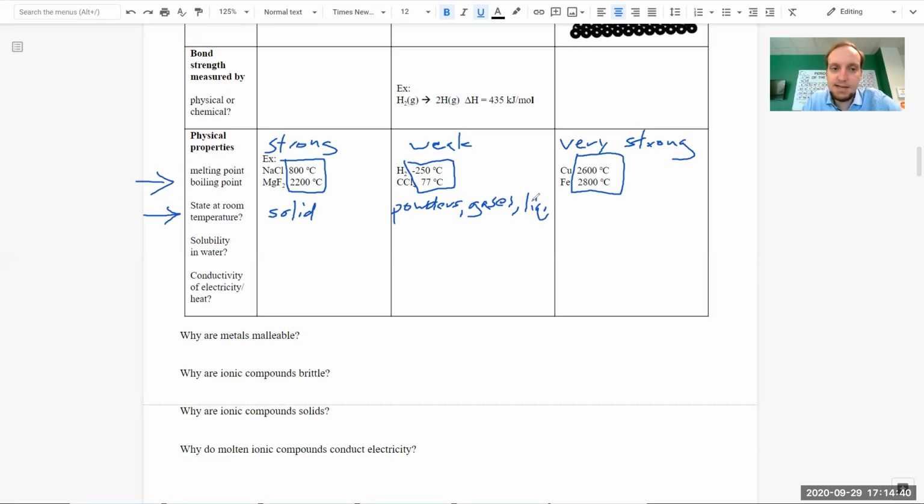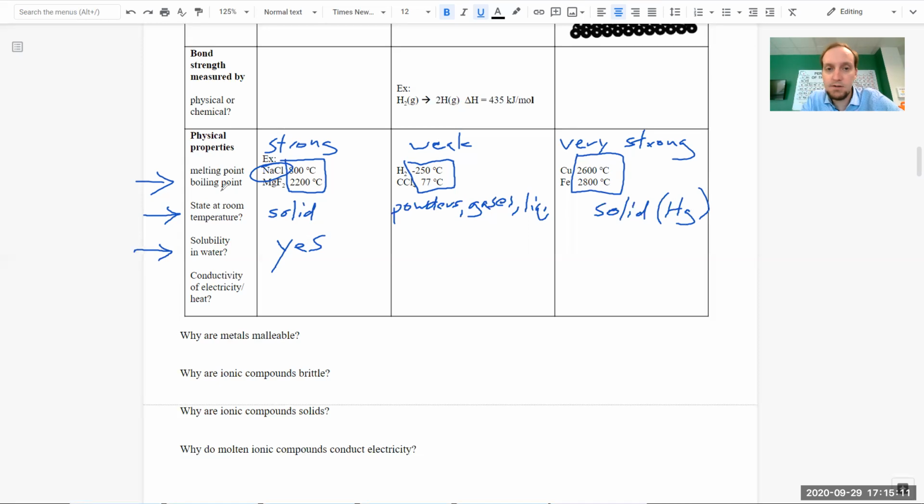And state at room temperature for a metal, well, obviously it's a solid. Except there's one exception, of course, which is mercury, which is a liquid at room temperature. Other than mercury, obviously they're all solid at room temperature. All right, solubility in water, meaning can it dissolve in water? Ionics, yes, they will dissolve. Think of sodium chloride, right? This right here, this is table salt. It will dissolve in water. All ionics dissolve in water. Maybe not instantly, but they do eventually.